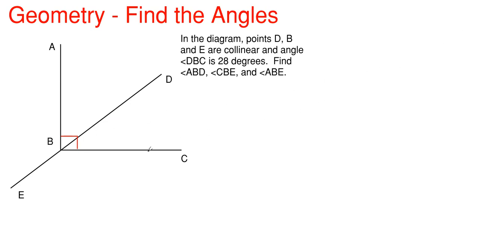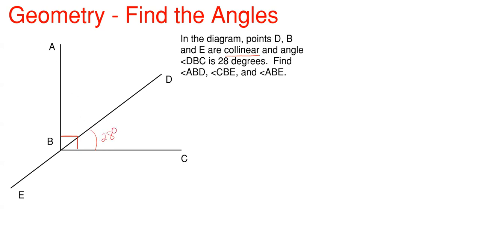So let's run through what we know and what we need to find. It states that D, B, and E are collinear. We have a previous video on the channel going over terms that you must know for geometry to be successful. Collinear is one of them, and all that means is that when you have 3 points that are collinear, they form a straight line, which is 180 degrees. That will be useful in this problem. And also we have the angle DBC is 28 degrees.